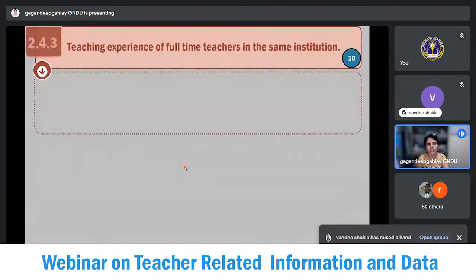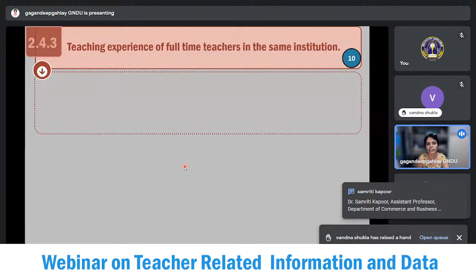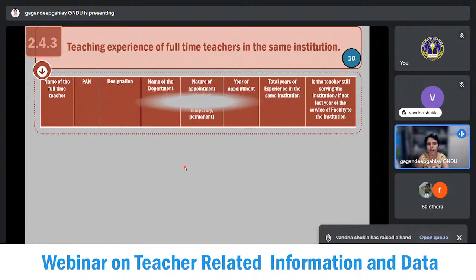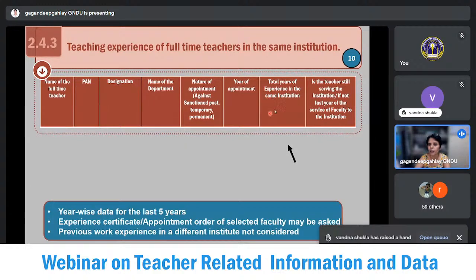Now, the next question is regarding the experience of the teachers in our institute, or in the institute which is filing the NAAC SSR or the AQAR. So here we are concentrating on this particular column, which is the total years of experience. And as I said before, this pertains to the experience in that particular institute only. We cannot include any previous work experience in a different institute.